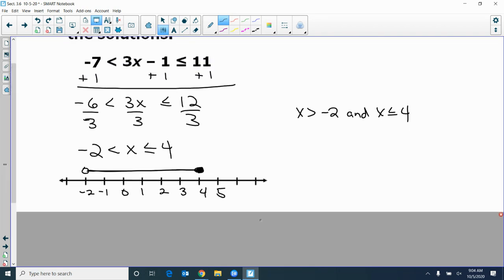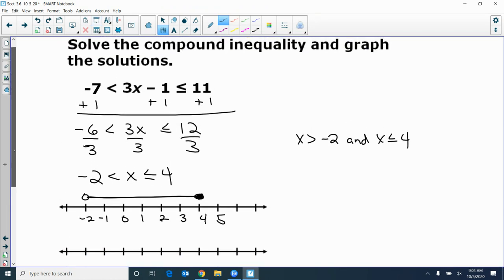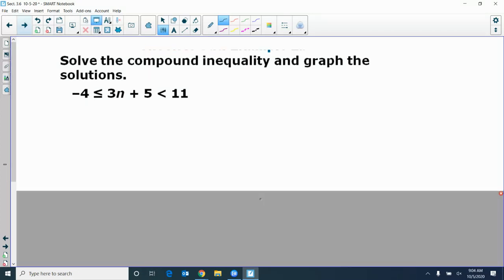So if I plug in the number 2, 3 times 2 is 6. 6 minus 1 is 5. Is 5 bigger than -7? Yes. Is 5 less than 11? Yes. Okay, so trapping it between -7 and 11. Okay. So we really only need to worry about that one equation, or that one graph. All right, the one next to it says solve the compound inequality and graph the solution.